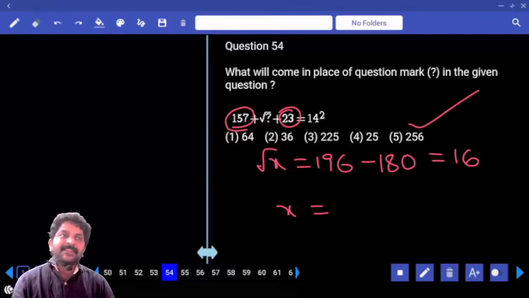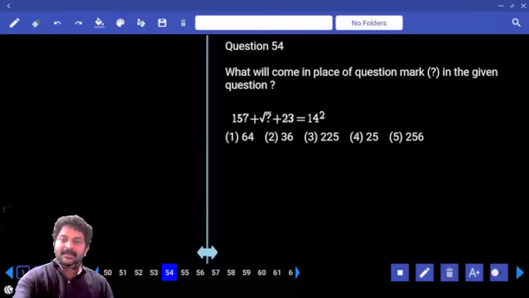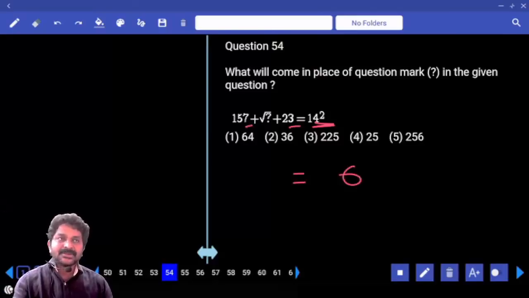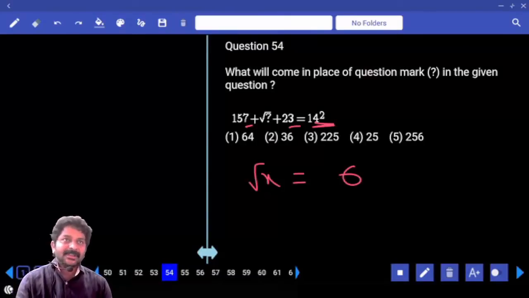Before going to this, I verified the last digit. There are two options. 14 square ends with 6, 7 plus 3 ends with 0, goes to the other side, 6 minus 0, that is also 6. If root x is ending with 6, x must end with 6. How many options are there? 2 are there. If there is only one which is ending with 6, you can directly do it.